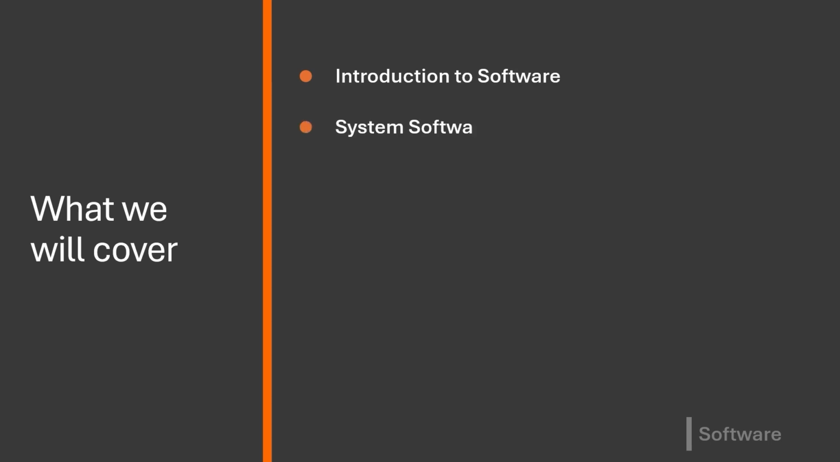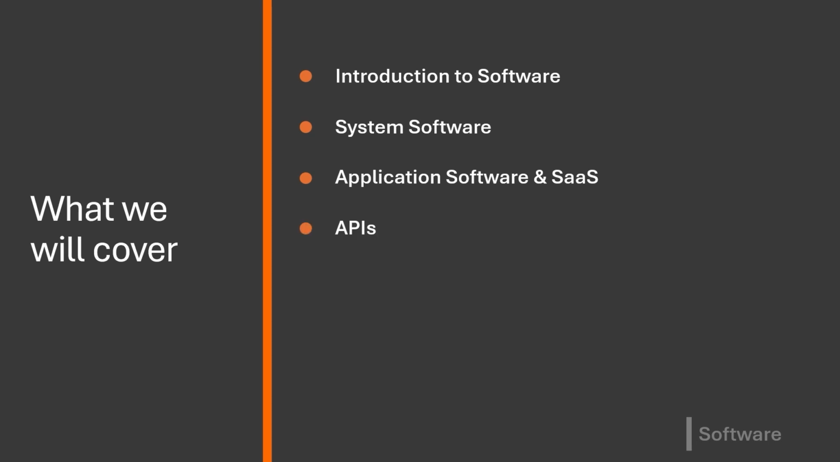Then, we will take an in-depth look into operating systems and learn their key components. Next, we will briefly explore the various types of application software that are commonly used in business environments. We will then discover the benefits of cloud-based software solutions, also known as SaaS, for businesses.